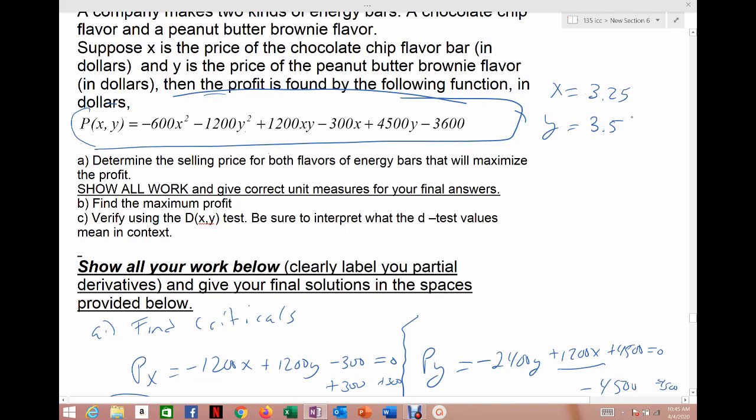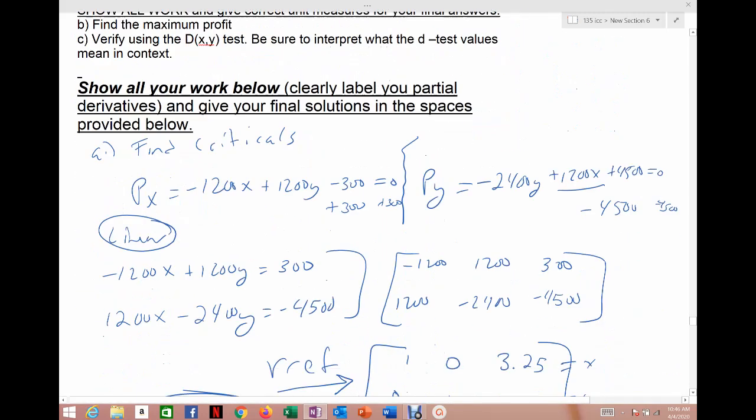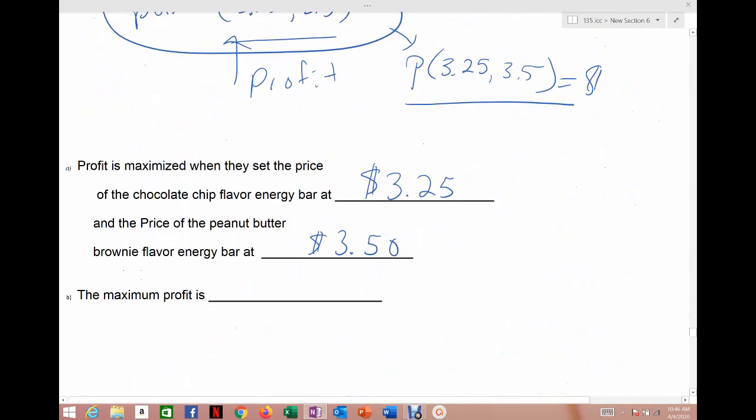All right. So again, make sure you're careful because of decimals. A good rule of thumb is to just put parentheses around them, especially when you square them. And just be careful when you plug them in. So 3.25 goes in for x, 3.50 goes in for y. All right. When I did that, I got that my profit comes out to $10,125. All right, so there's my maximum profit.